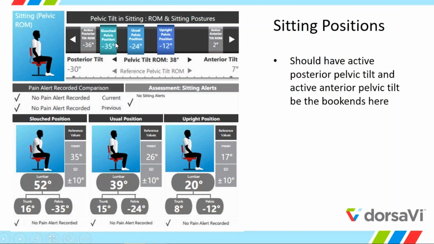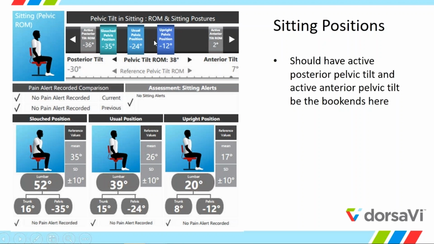And then you move on to usual pelvic position, 24 degrees of sacral counternutation or extension. And then upright pelvic position, I moved into 12 degrees. I'm still not at 0. So this is kind of a normal pattern. This is how you should see it. The active anterior tilt and the active posterior tilt should be the bookends. So that should be their range. And then slouched, usual, and upright fall within that.